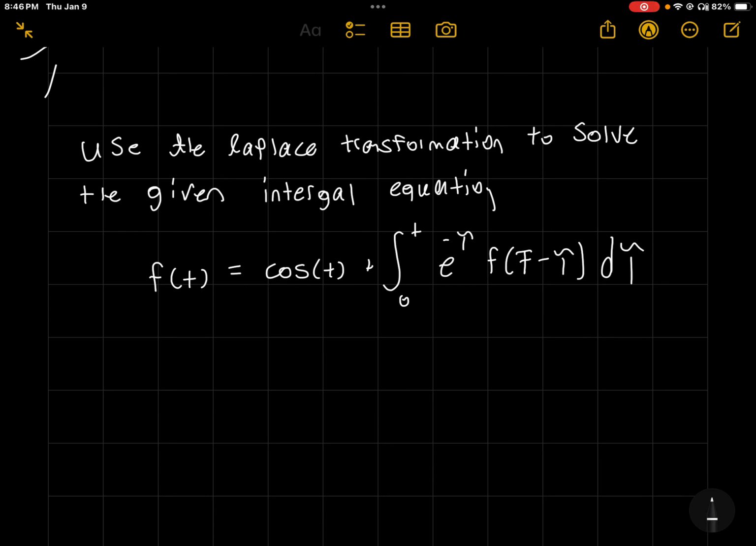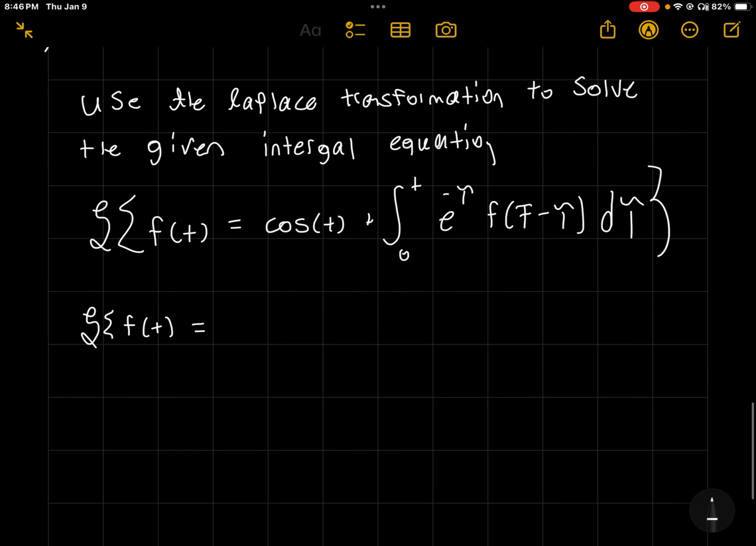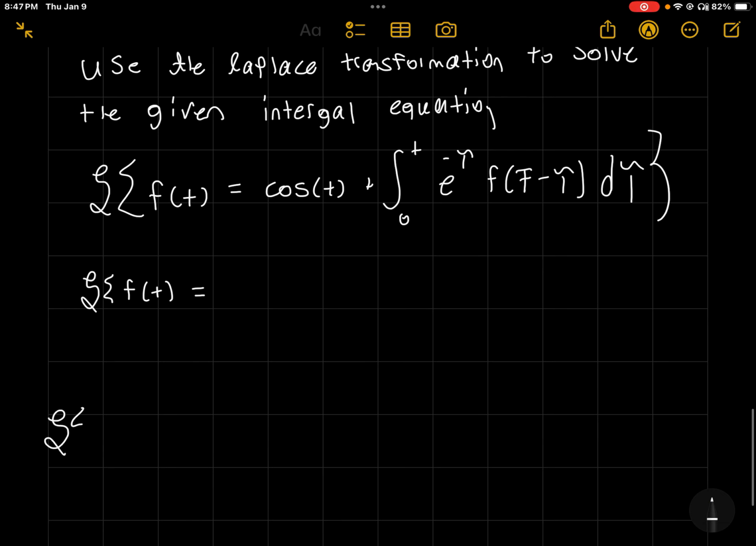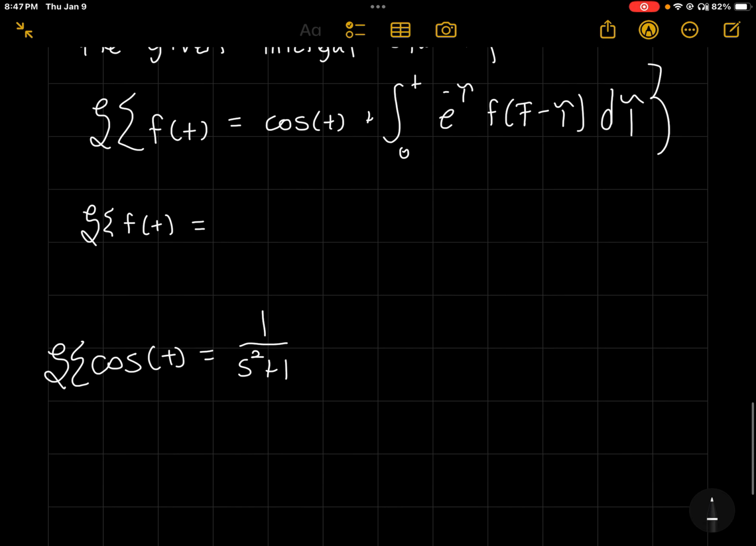So what we're going to do is apply the Laplace transformation. From the left side, the Laplace transformation of f of t is just the Laplace transformation of f of t, and we know that the Laplace transformation of cosine of t is just 1 over s squared plus 1.